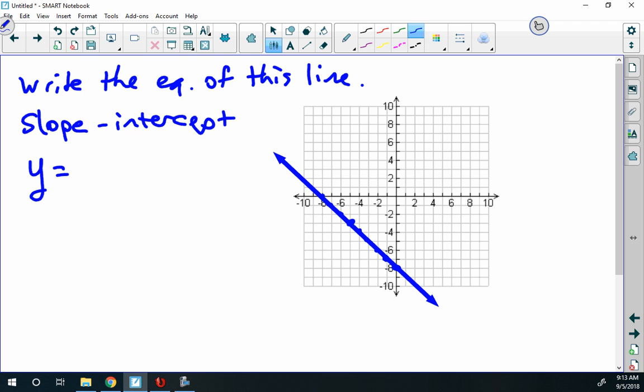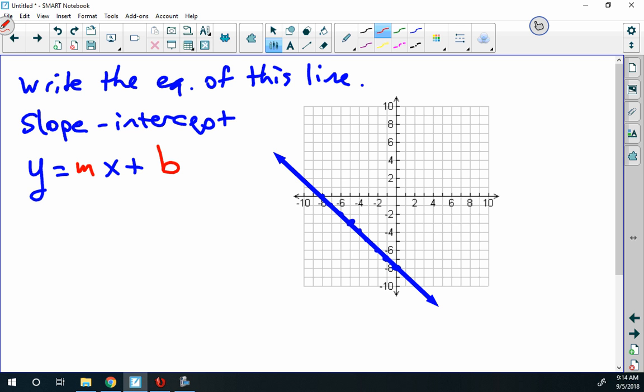y equals mx plus b. Now there's a reason that I put the m in red and the b in red, because the y is going to stay y, the equals is going to stay equals, the x is going to stay x, and we're going to be replacing m and b with numbers, right? The slope's going to take the place of m.